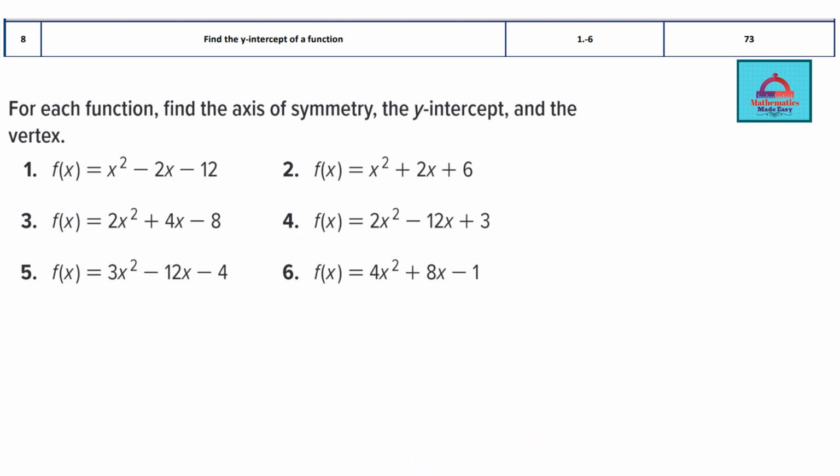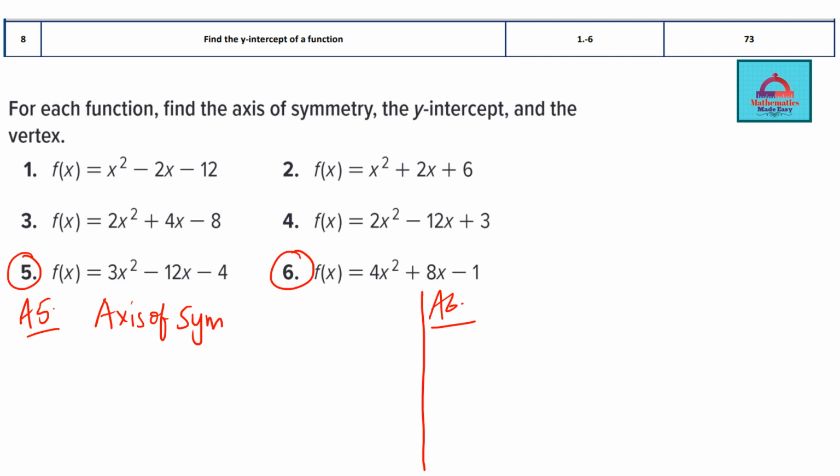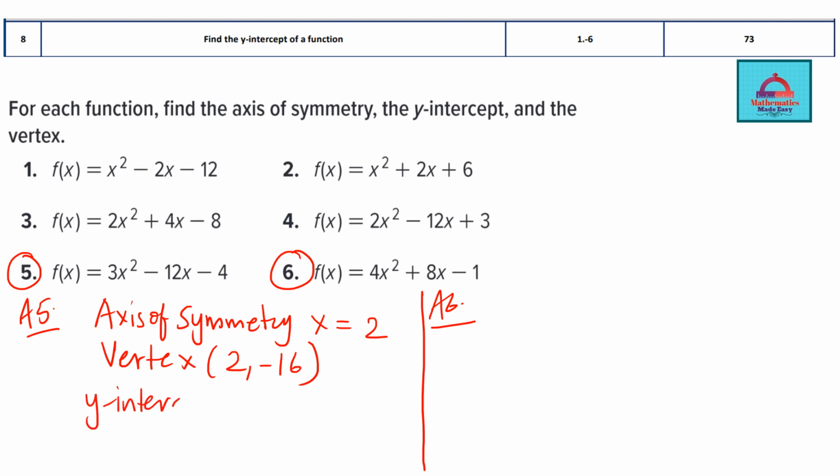In a similar way, I would want you to try question 5 and 6 yourself. I'm now giving you the final answers for these two questions. For question number 5, the axis of symmetry is given by x equal to 2. The vertex is given by (2, minus 16), and the y-intercept is given by y equal to minus 4. So please check your answers.